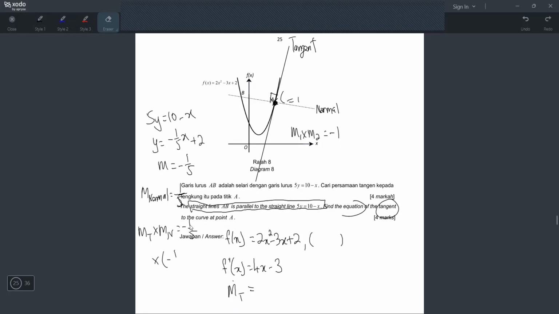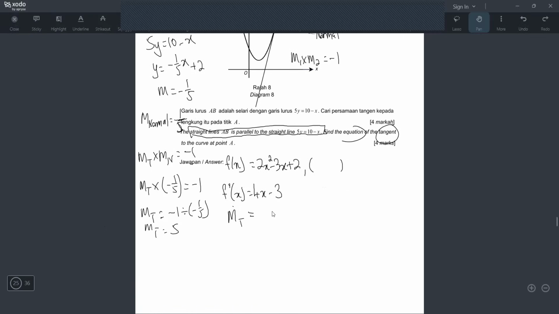Well, no. Gradient of tangent. Well, this one is negative one. So gradient of tangent times gradient of normal is negative one because they are perpendicular, and the gradient of normal we already know is negative one over five. So I can get my gradient of tangent, which is I take negative one divide negative one over five. Divide negative one over five means times negative five. So you'll get five. If you use calculator to press this, you'll get five. So now you know your mT is five.